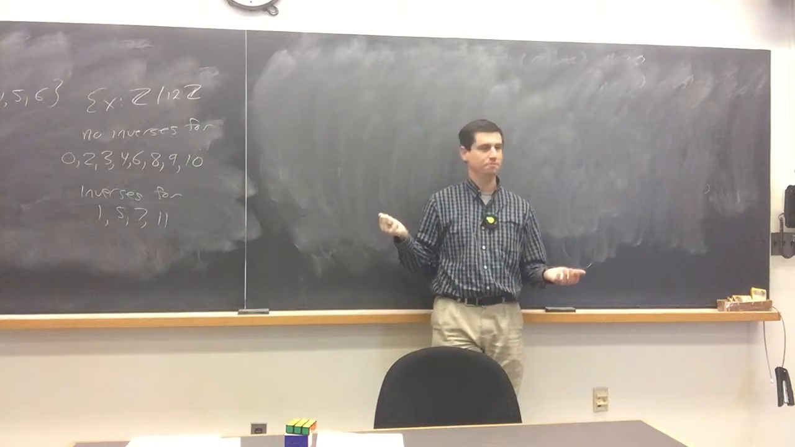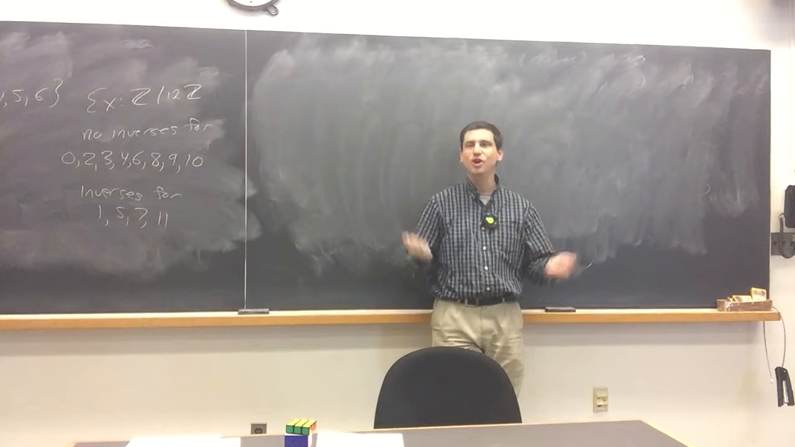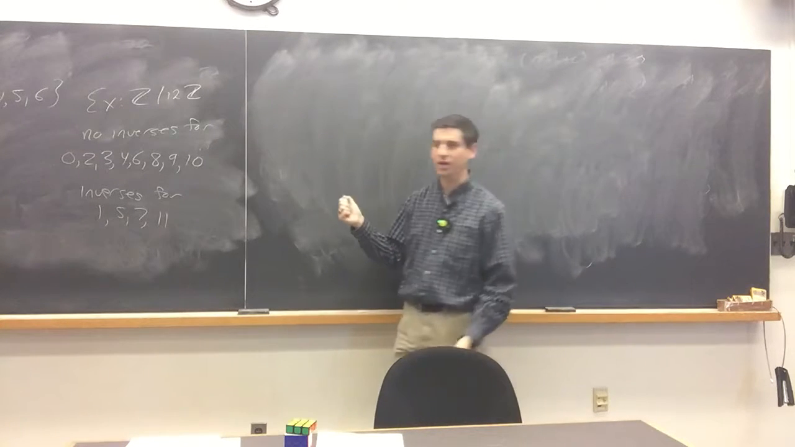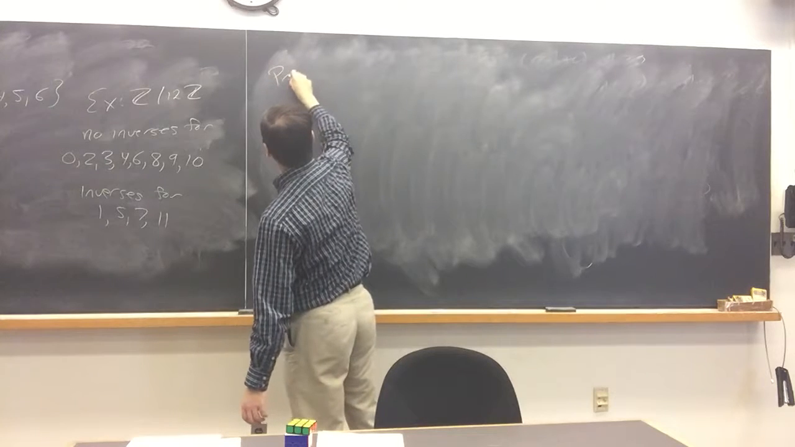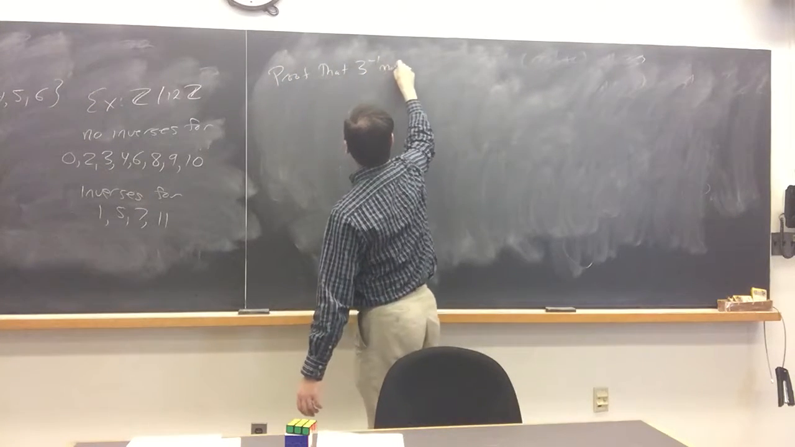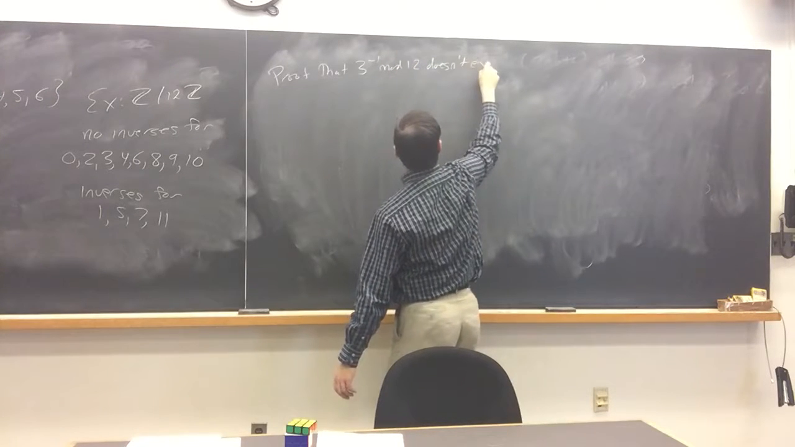But just try everything. There's 12 candidates, they all fail. This is not a good way to proceed in general because as n gets larger and larger, there are more things to try. So here is a proof that 3 inverse mod 12 doesn't exist.